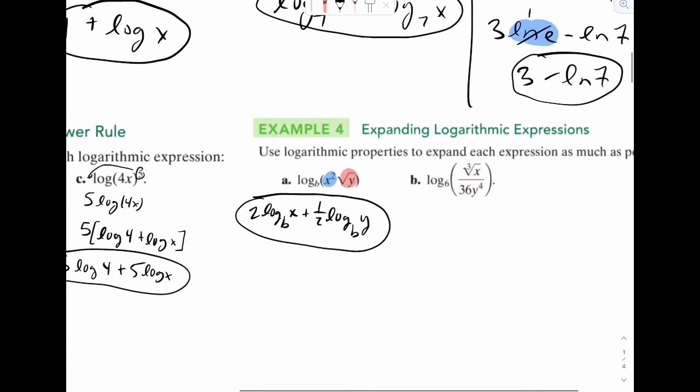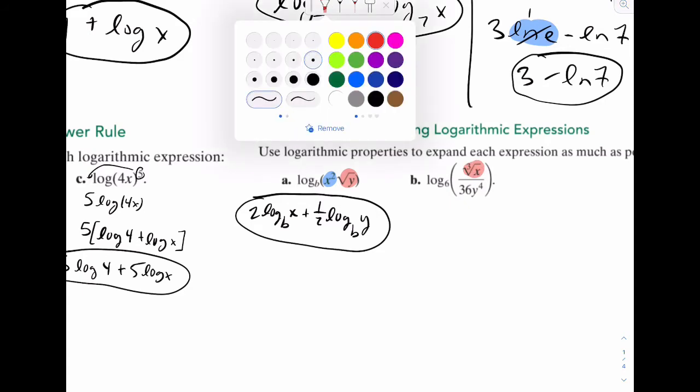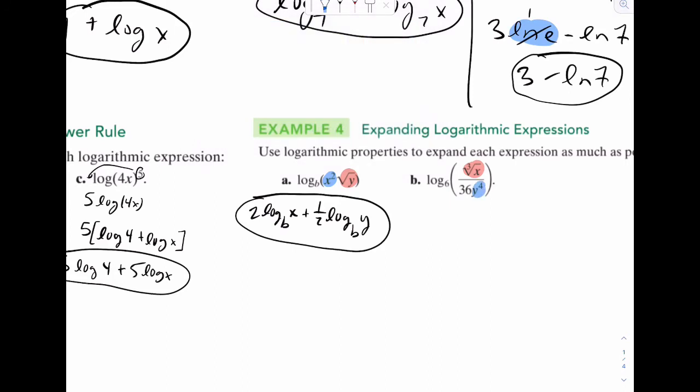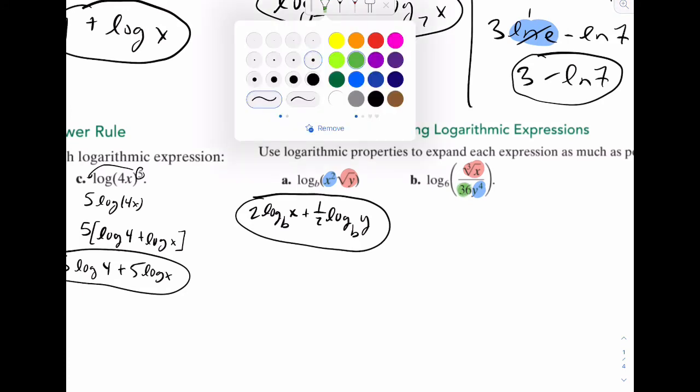Now for this one, this is tricky. Make sure you're able to identify each piece. So I see a cube root x on the top, a y to the 4th, and this is the part people struggle with. That 36, think of that as its own piece. So you want to separate it from the other variables there.